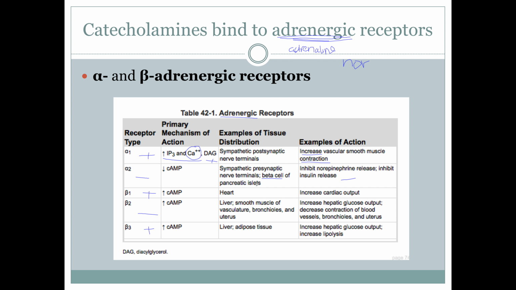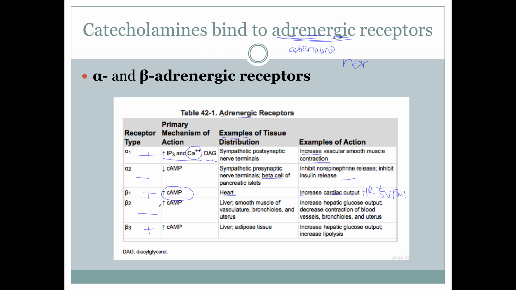Beta 1, you see those on the heart predominantly. They're also all over the place. Everything here is all over the place. This is just an example. So they're predominantly in the heart. They increase the utilization of cyclic AMP, so it increases cardiac output, which is heart rate times stroke volume. So how many times a minute the heart beats times how much blood is ejected per each heartbeat, which is usually, in a healthy heart, 15 milliliters or 3 tablespoons of blood.